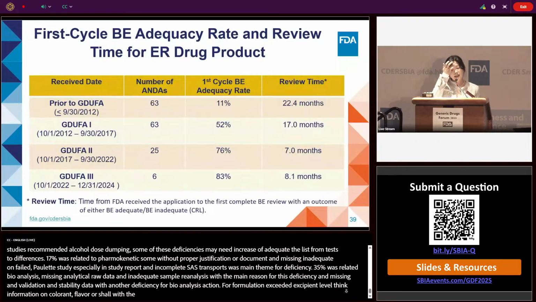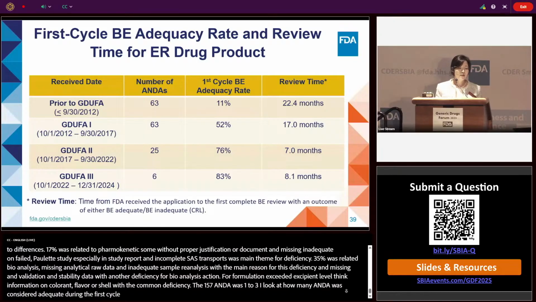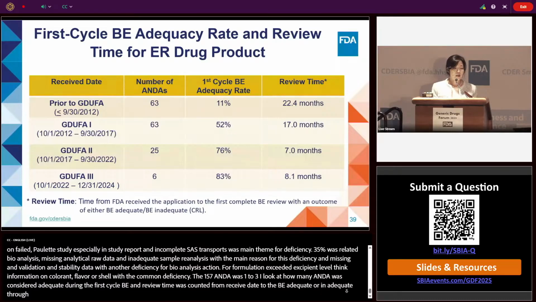So the 157 ANDA was solely based on the receive date, which is pre-GDUFA 1 to 3. And then I looked at how many ANDA was considered adequate during the first cycle BE and review time. Review time was counted from the FDA receive date to the first complete BE review with the outcome of either BE adequate or inadequate through the CRL. And first cycle BE adequacy rate significantly increased from 11% to 83%, and review time reduced from 22 to around 7 months as GDUFA program matures.